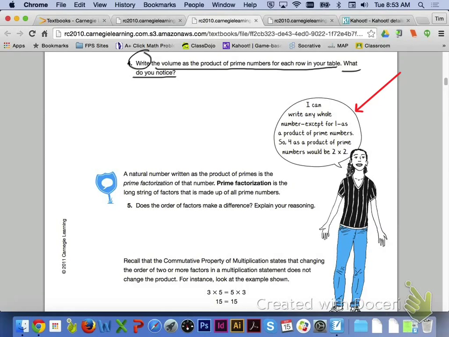So keeping that in mind, for number 4, I want you to write the volume as the product of prime numbers for each row in your table. And after you write those down, take a look at each of the rows, and hopefully you notice something that is the same with all 3 rows. Go ahead and do number 4 with your group.